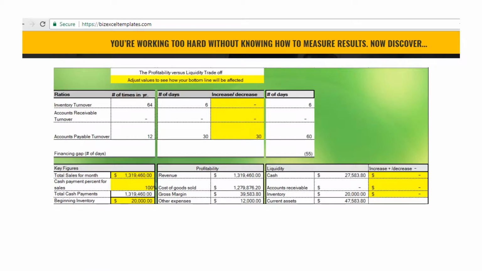Today I am talking about the profitability versus the liquidity trade-off. What does that mean? Well, profitability versus liquidity means increasing your profit at the expense of being liquid. Being liquid does not mean turning into water. Laugh out loud. But being liquid means how much cash you have. The more cash you have, the more liquid you are.